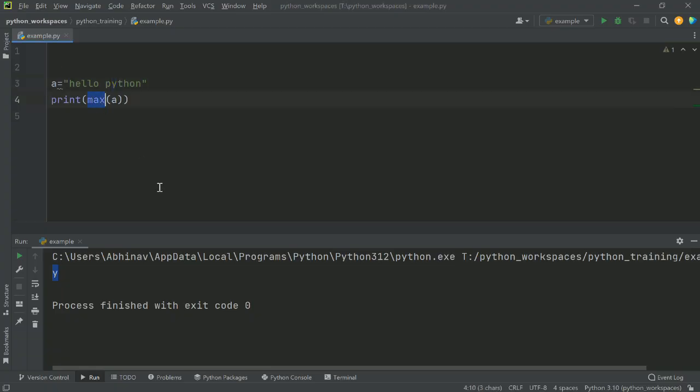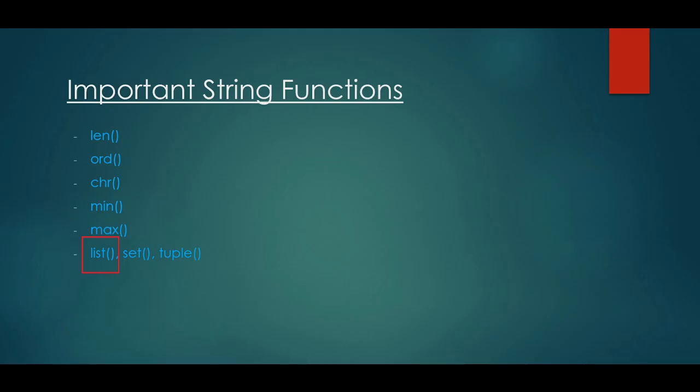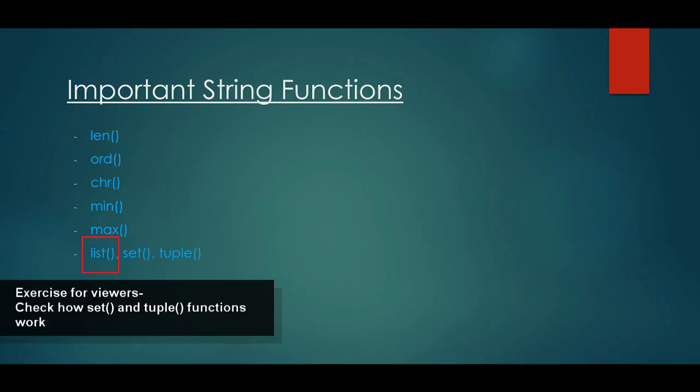Now min is the opposite. The min function returns the character with the lowest code point. The lowest code point is the character which will come first in the dictionary. So it should be e, right? If I run it, space has an even lower code point than the characters. So after removing the space, if I run this program, the output should be e. The output is e.